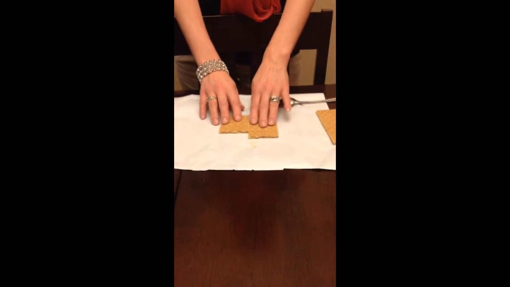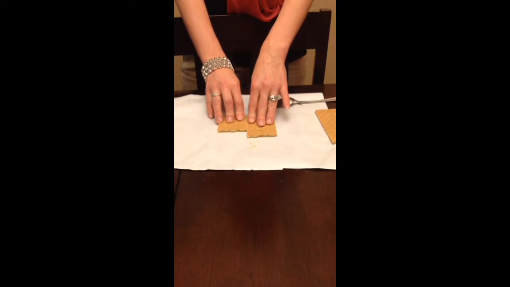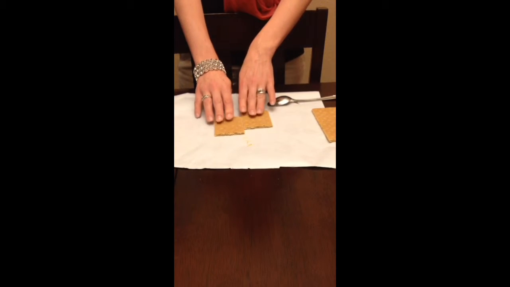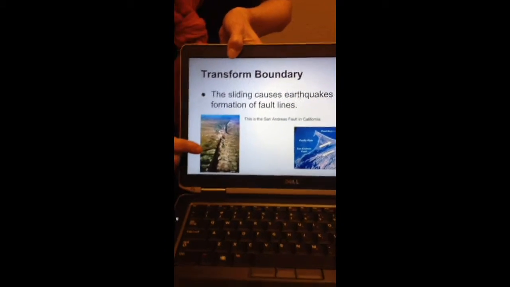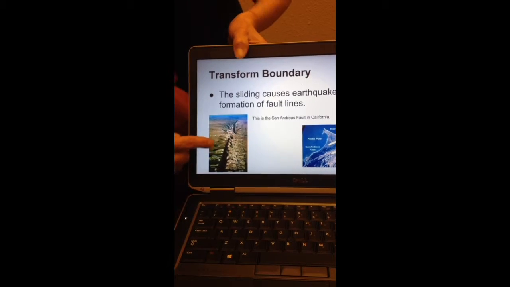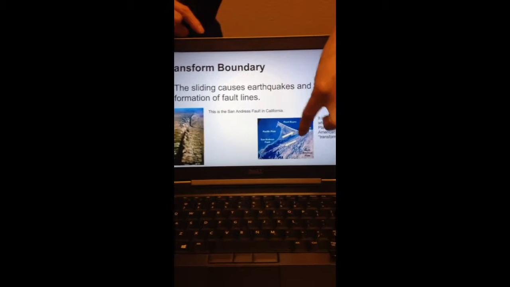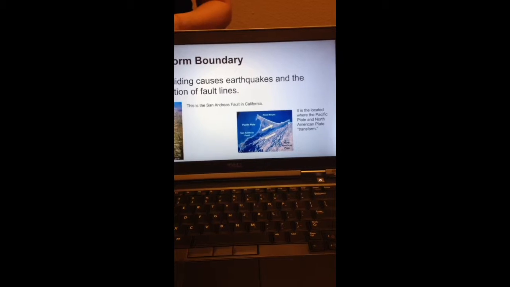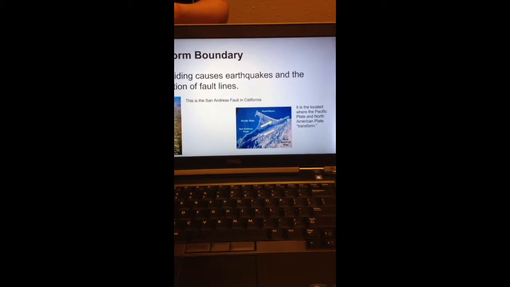Okay. The sliding that's happening right here actually causes earthquakes on Earth, and fault lines like the San Andreas Fault in California occur along these boundaries. If you look, here's a picture of the San Andreas Fault in California, and it occurs where the Pacific Plate and the North American Plate slide past one another. That's why there's a lot of earthquakes on the western coastline of the United States. It's all because of that transform boundary.